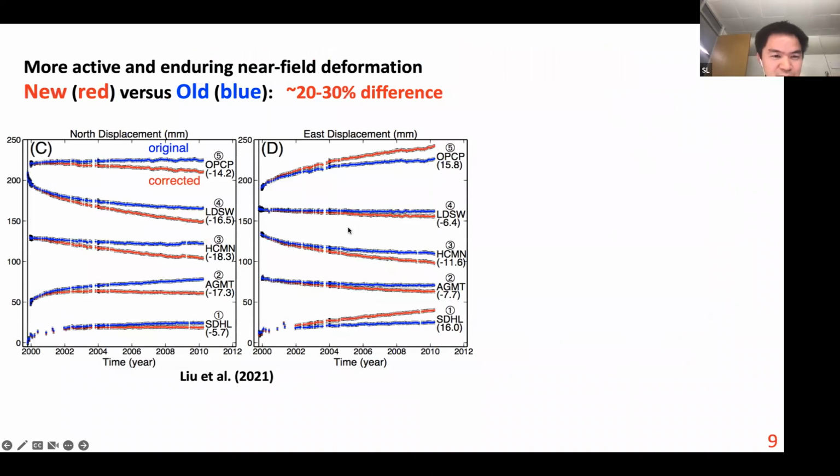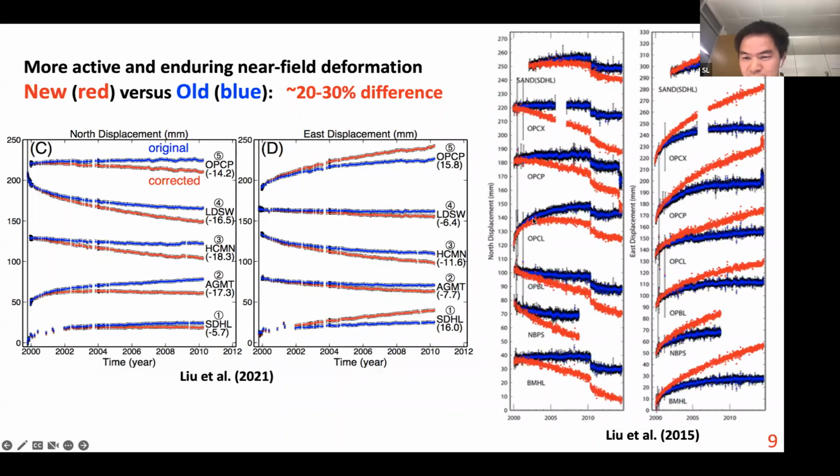Also, once we correct the GPS position time series, we found that the postseismic deformation is more active and enduring in the near field than that determined in previous studies. Look at the red and the blue. Red is the new estimate. And we can see a very dramatic change once we consider such a correction to the GPS velocity field.